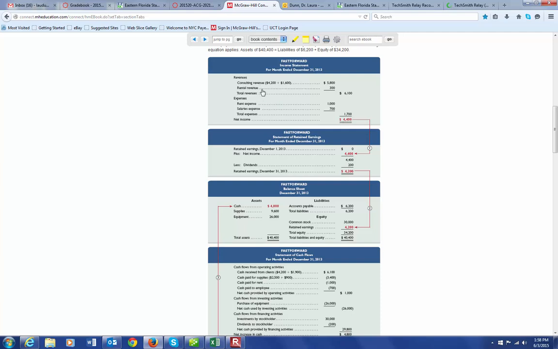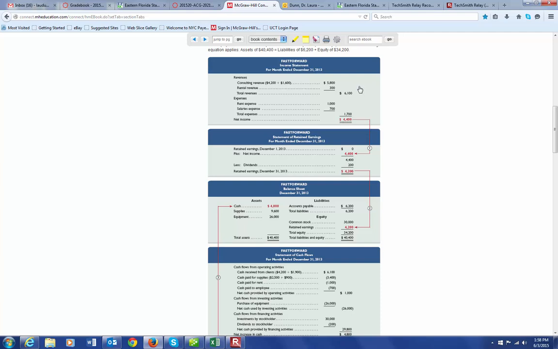This company has 2 different sources of revenue, consulting revenue and rental revenue. So their consulting revenue for this period, now for the period of time that we're talking about, you have to look at the top of the statement. So this is for the month of December 2013. They brought in $5,800 in consulting revenue, $300 in rental revenue, for a total of $6,100. Their expenses for the month were just 2 different things, rent expense and salaries expense, for a total of $1,700. So the net income for the period is $4,400.